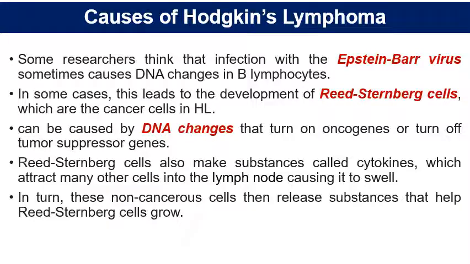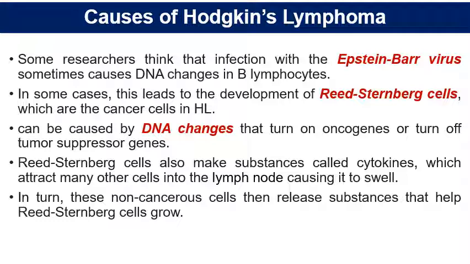And if you see the causes of Hodgkin lymphoma, there is no clear-cut evidence or cause mentioned anywhere that because of this only Hodgkin lymphoma happens. But we have some scientific proof or research-based evidence suggesting that infection with the Epstein-Barr virus sometimes causes DNA changes in B lymphocytes, one of the WBC types. And they are saying that in some cases, this leads to the development of Reed-Sternberg cells, which are the cancer cells in Hodgkin lymphoma.